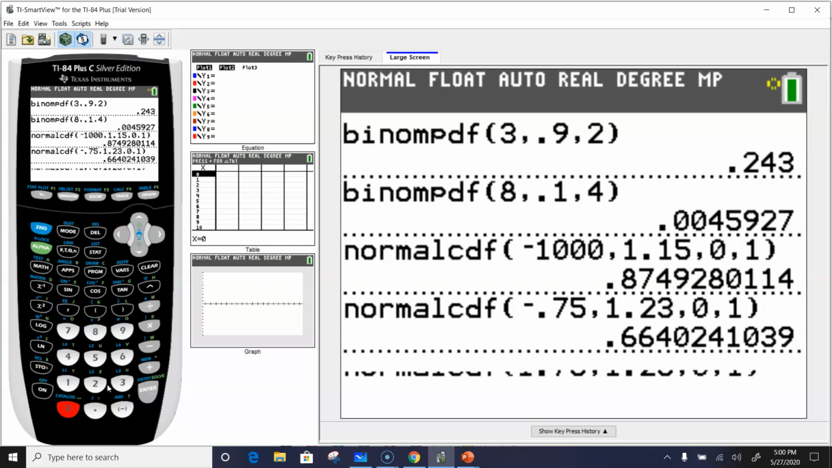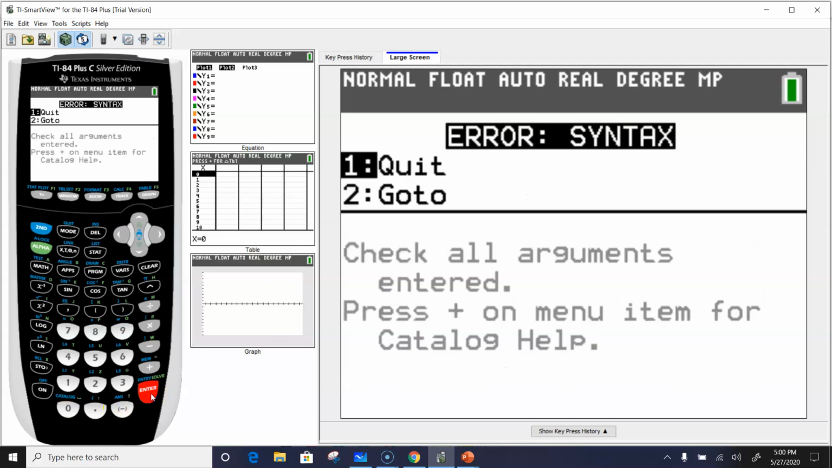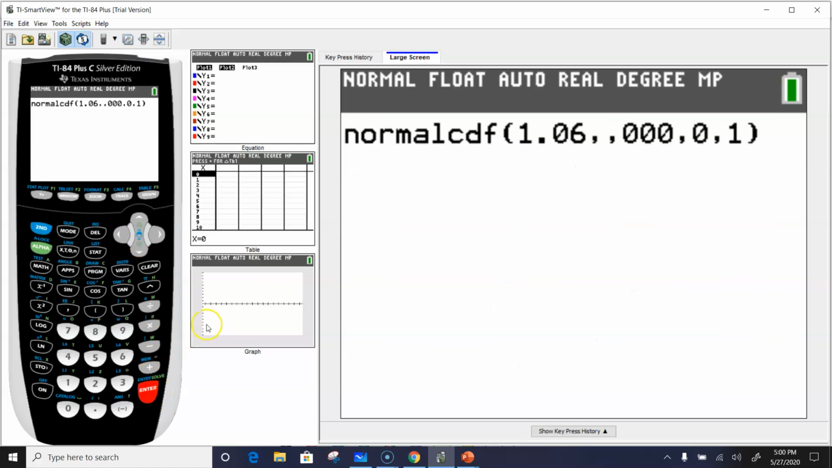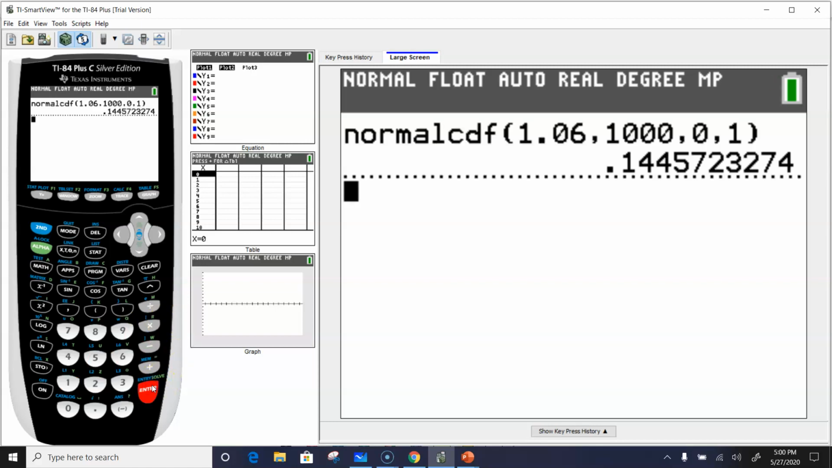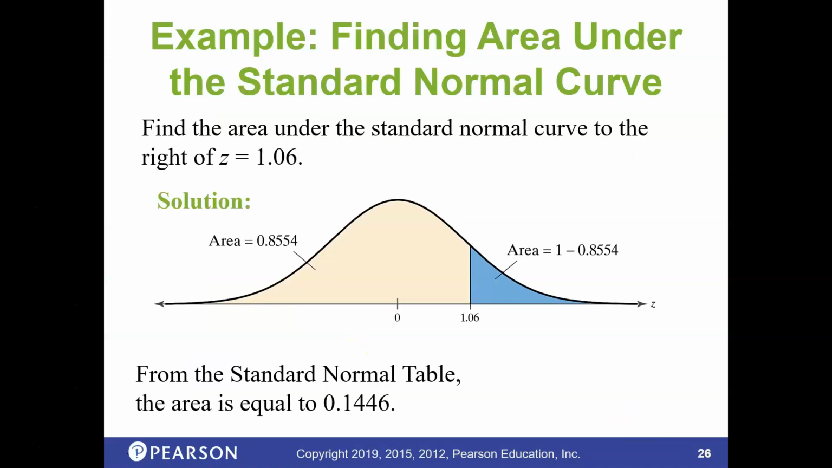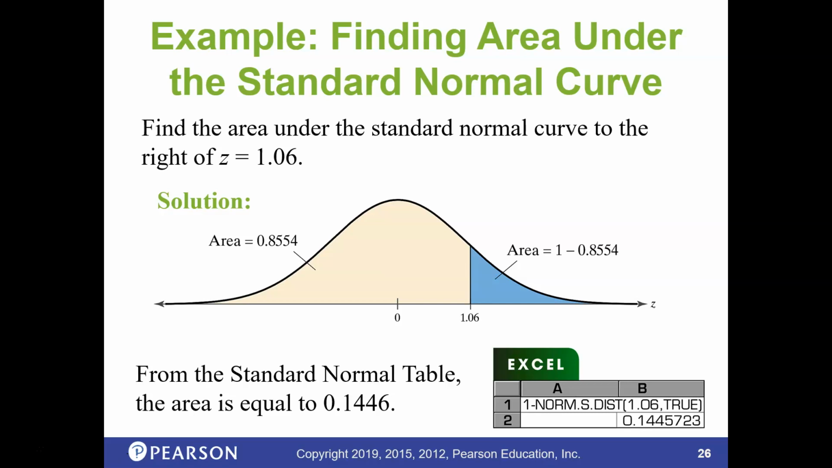So my lower limit now is 1.06, and what's my upper limit? Something really big. How about 1,000? Mean 0, standard deviation 1. Oh, I want a 1 there. 1,000. All my commas are okay. So I get 0.14457. Okay, so when we look up 1.06, we don't get the number we want, or we use normal CDF and look it up that way.